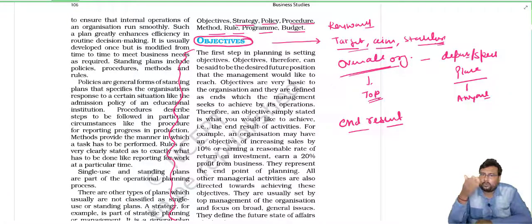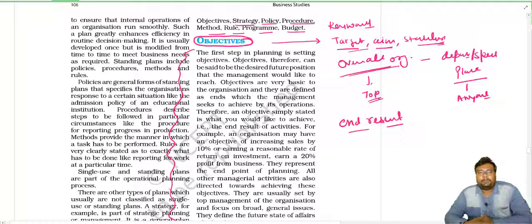So how can we identify it? Don't read so much paragraph. Paragraphs are there to guide you. But when you prepare notes like this, you just see a line and everything will run in your mind. So prepare notes like this: objective equals target, aim, standards, end results. Overall organizational objective is generally prepared by top level. Departmental or specific target objectives can sometimes be set by anyone.